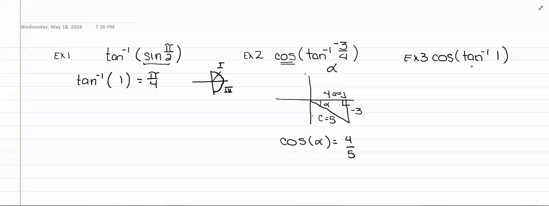Similarly, for example number 3, tangent inverse of 1, that's something I should be able to figure out because 1 is one of those special values for tangent inverse. And in fact, we saw in our first example the tangent inverse of 1 is pi over 4. If I can state what the angle is, there is no need to do this triangle thing. Now you can if you want, but you don't have to. This is cosine of pi over 4, and now cosine of pi over 4 is square root 2 over 2.